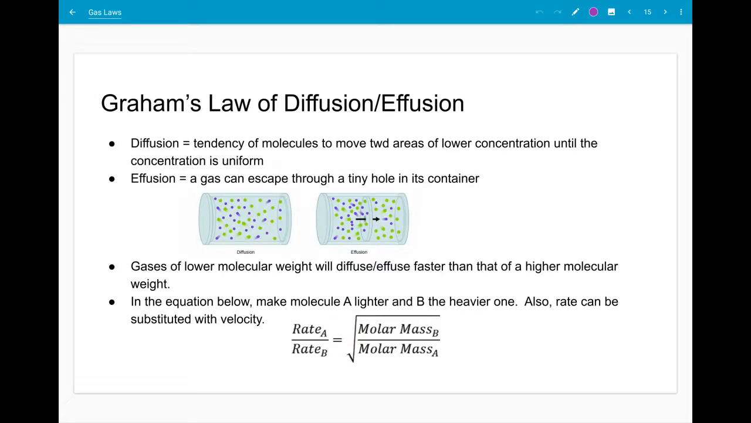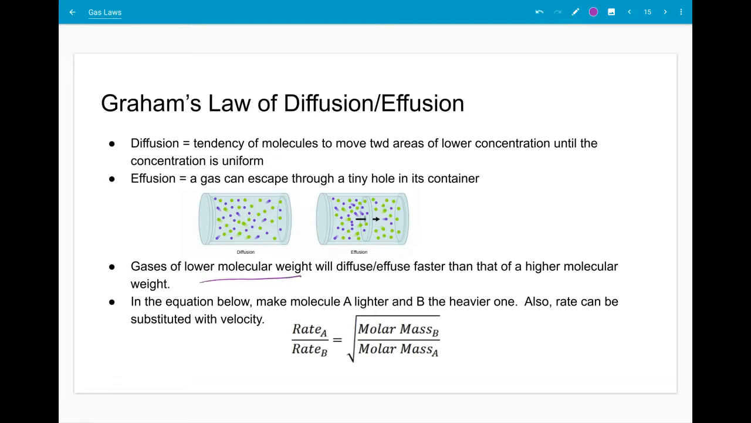Okay, last gas law. Graham's law of diffusion or effusion. So diffusion is a tendency of molecules to move towards areas of lower concentration until the concentration is uniform. Effusion is basically the same idea, but it's escaping through a pinhole. And so what I like to think about is like the perfume or cologne area of a department store. In the center area where that is, it tends to be lots of strong smells. But as you get further away, it's a lot less. So that it diffuses throughout the store.